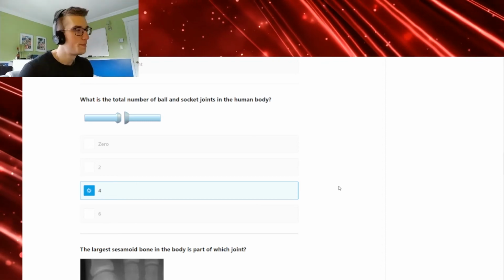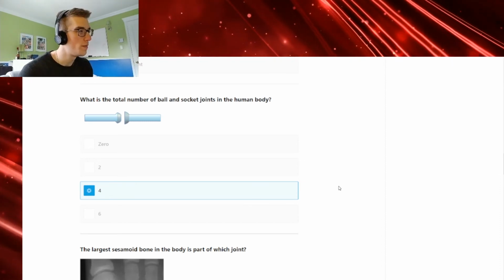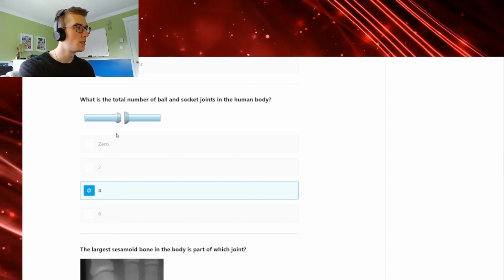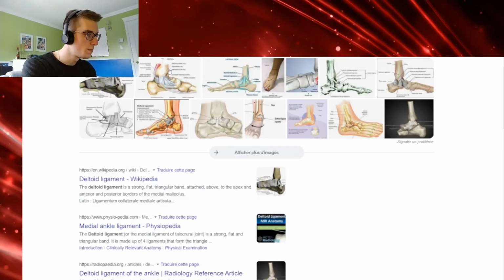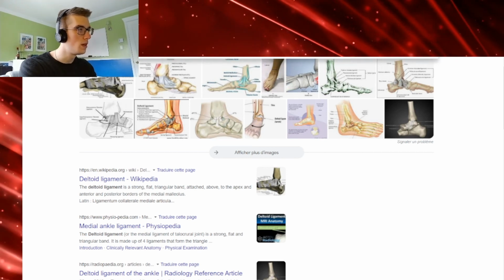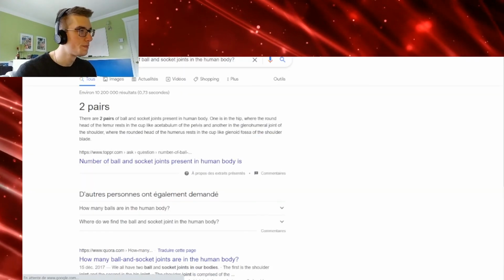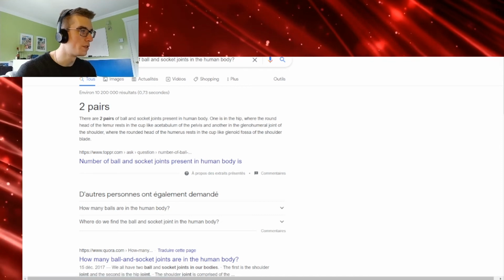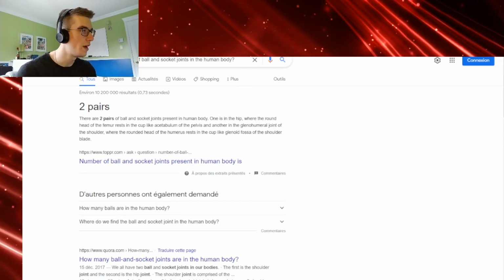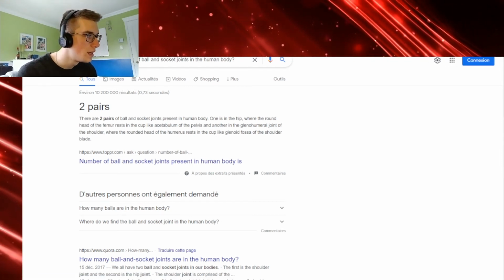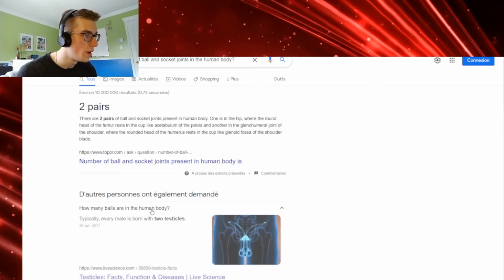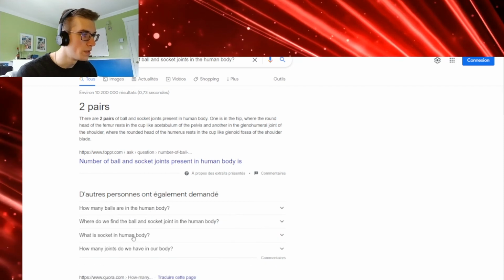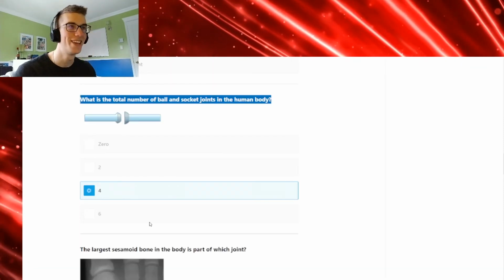Whoopsie. What is the total number of ball and socket joints in the human body? I think I'm right with this one. 4. Let's see. There's 2 pairs, so 4. Right? One is the hip and the other one is the shoulder. We're not talking about the same thing.